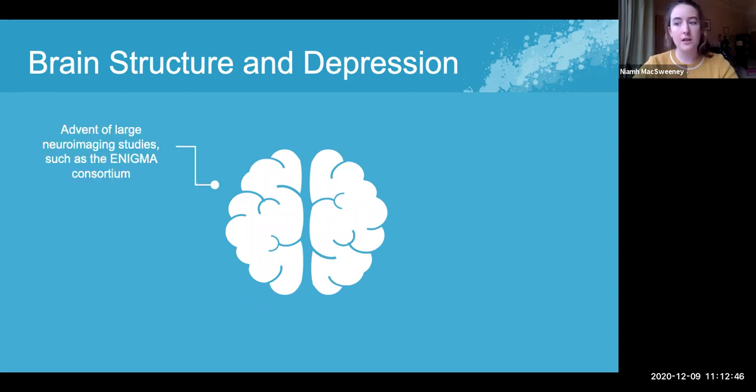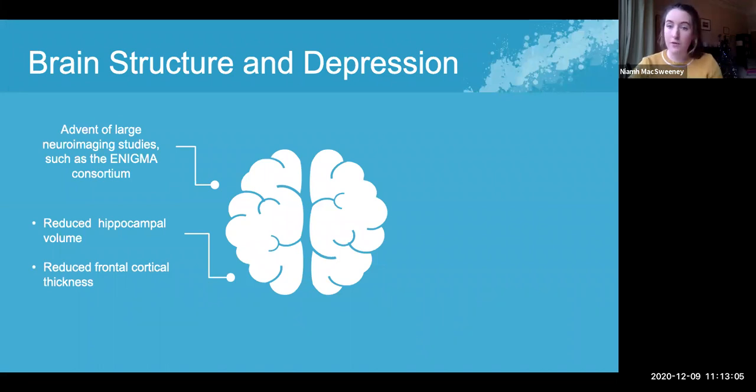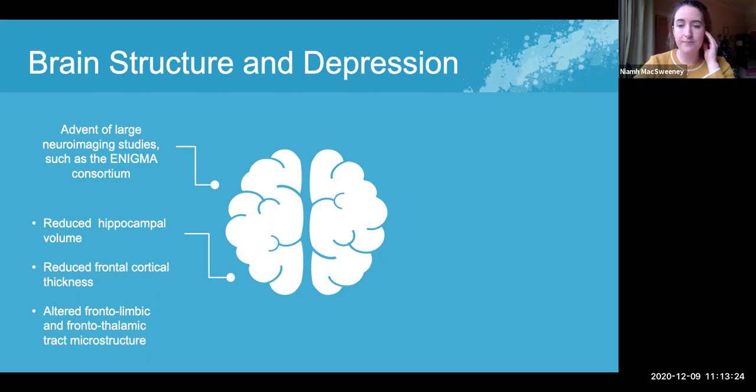So over the past 30 years, the advent of large-scale neuroimaging studies, such as the Enigma Consortium, amongst others, has really given us unparalleled insight into the brain features of depression. And this work has revealed some findings, including reduced hippocampal volumes associated with major depressive disorder, as well as reduced cortical thickness in frontal areas. And then we also see white matter alterations in tracts connecting different parts of the brain, so in frontolimbic tracts as well as frontothalamic tracts.